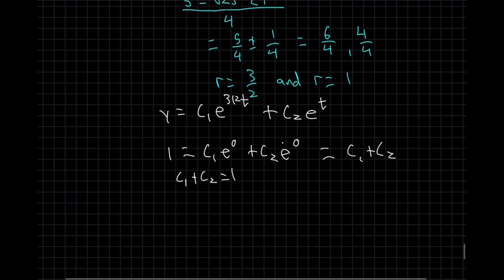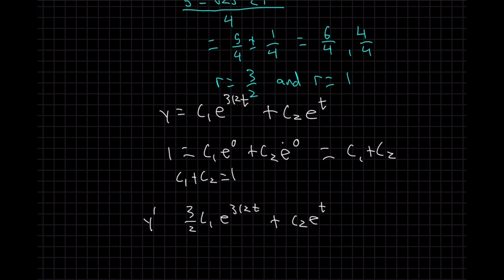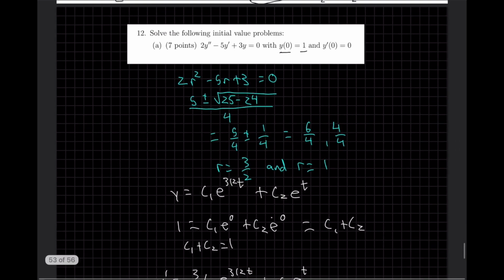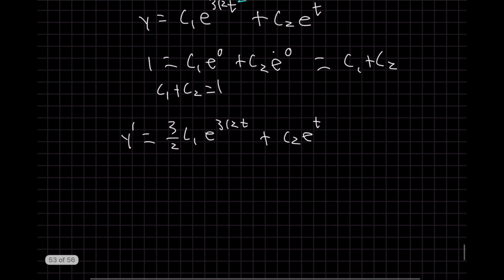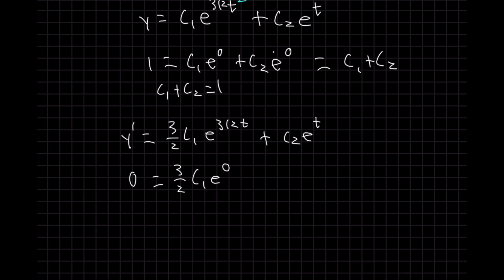Now let's go ahead and take the derivative, and we get 3/2 c1 e to the 3/2 t plus c2 e to the t. And this is y prime. Let's plug in the other initial condition that y prime at 0 is equal to 0. We get that 0 equals 3/2 c1 e to the 0 plus c2 e to the 0. 3/2 c1 plus c2 equals 0.